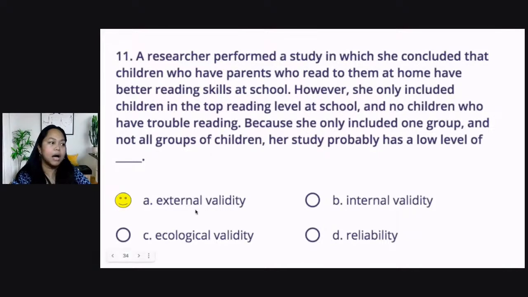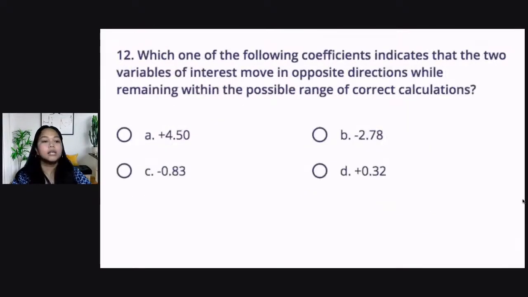Okay? So maaring hindi siya effective, hindi maging ganun din yung results pag ginawa na niya sa ibang klase ng children, ibang klase ng kids. Okay? So that's external validity.